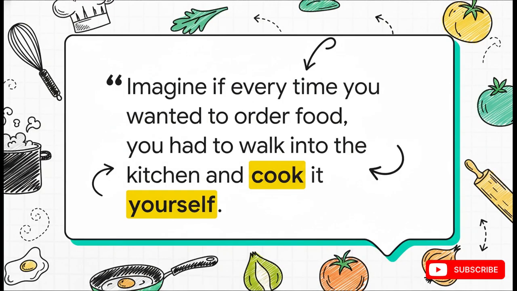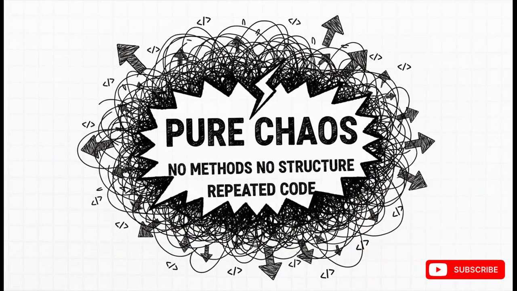I mean, that's just wild, right? Think about it. For every single order, you'd have to go find all the ingredients, figure out the recipe, learn how to use all their crazy kitchen equipment. It would be complete and utter madness. Well, that's precisely what coding without methods is like. A total nightmare. Just pure, unstructured chaos with the same lines of code repeated over and over and over again. But luckily for all of us, there's a much, much better way.